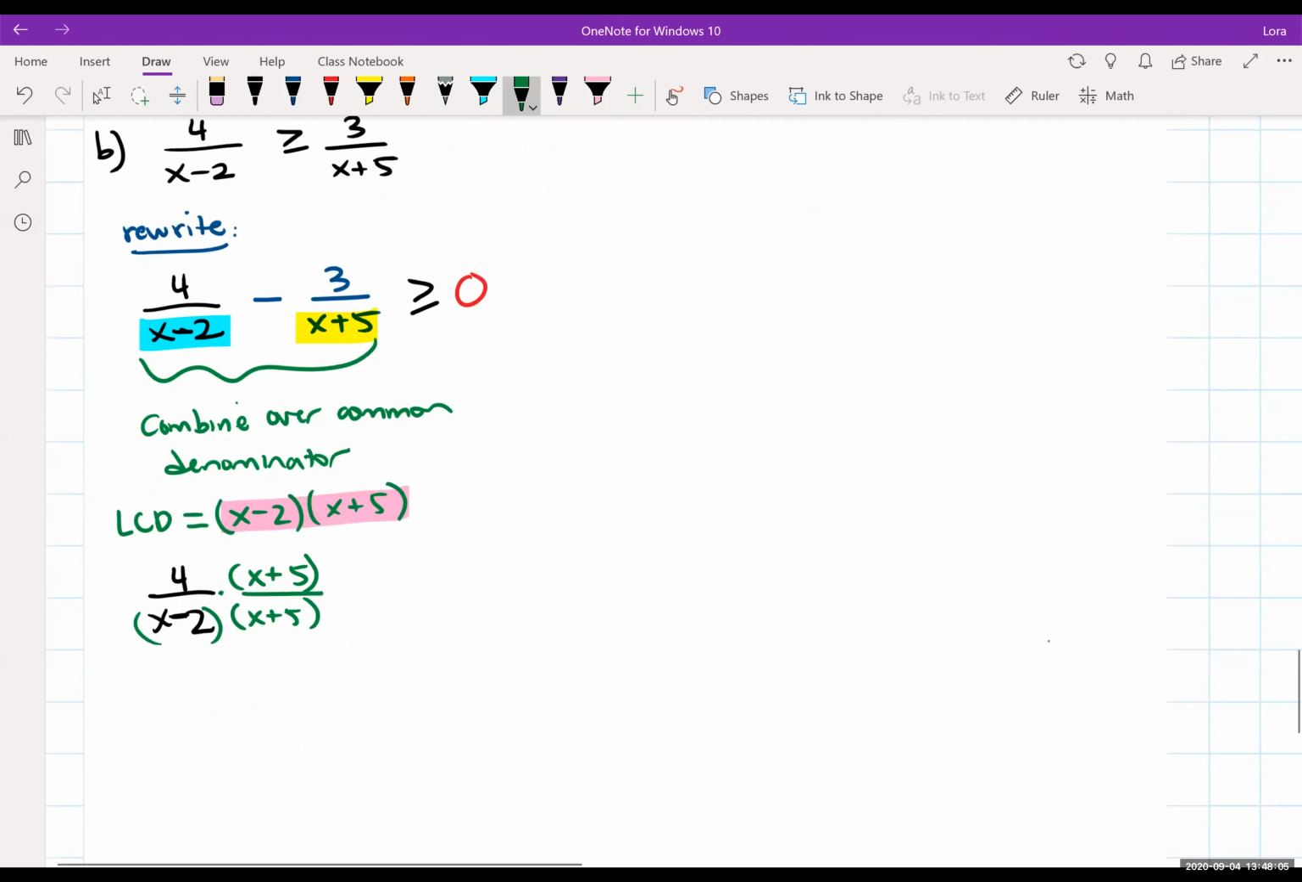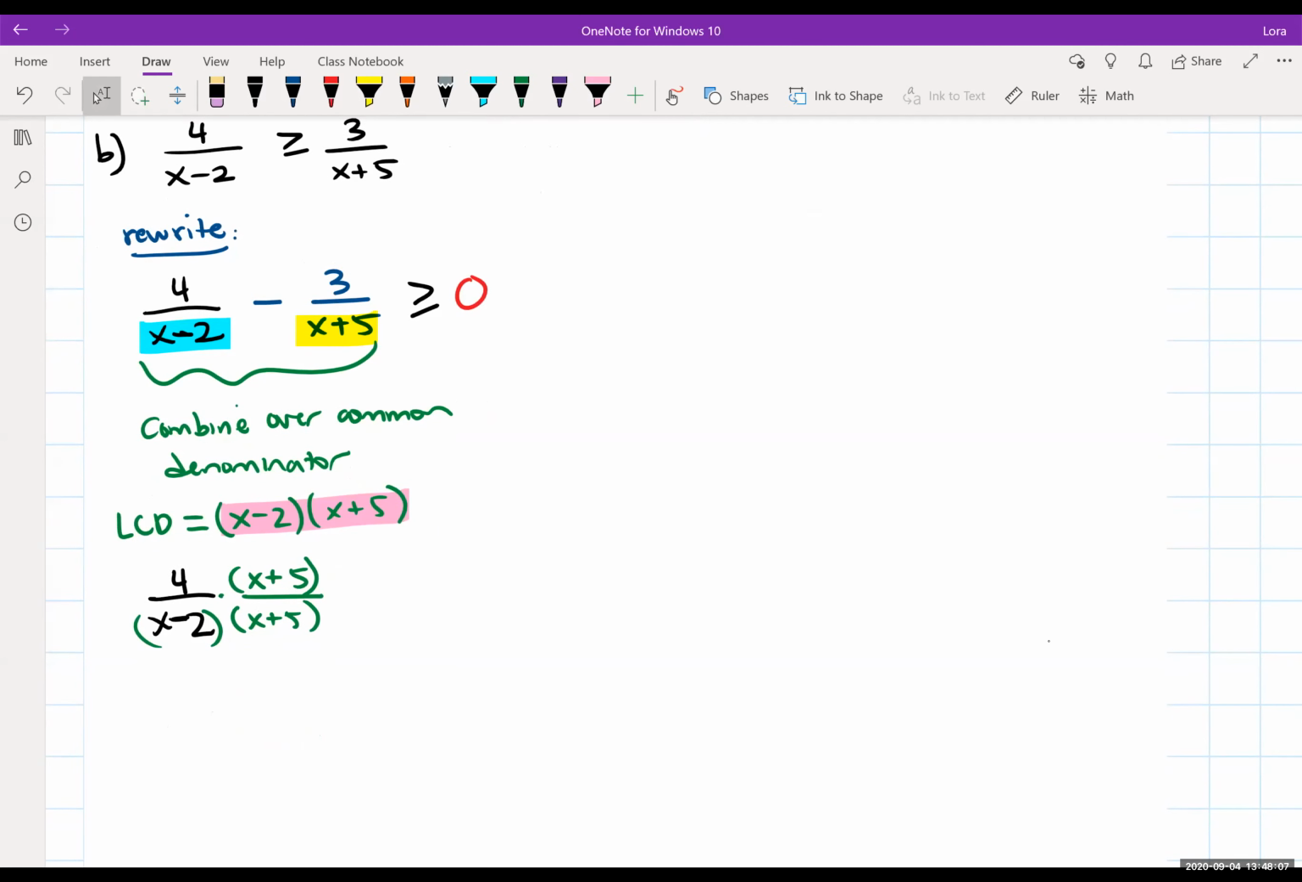If we do this, what we end up getting in the denominator is x minus 2 times x plus 5. And if you'd like to, I encourage you, you could actually distribute the 4 in the numerator. 4 times x is 4x. And 4 times 5 is 20. It's positive 20.